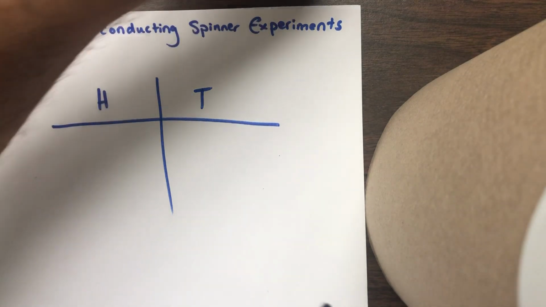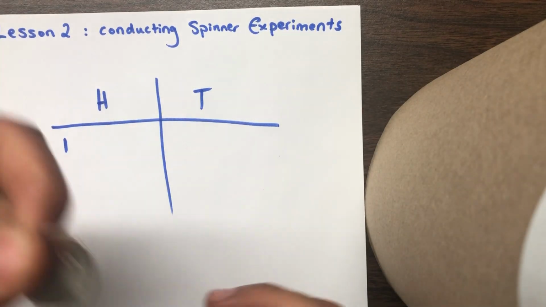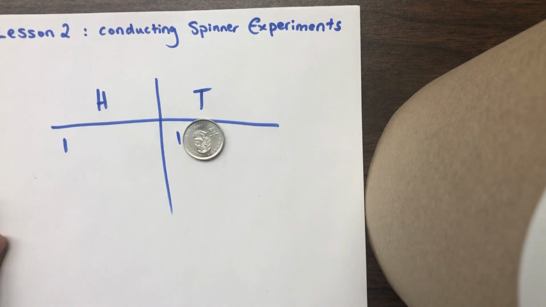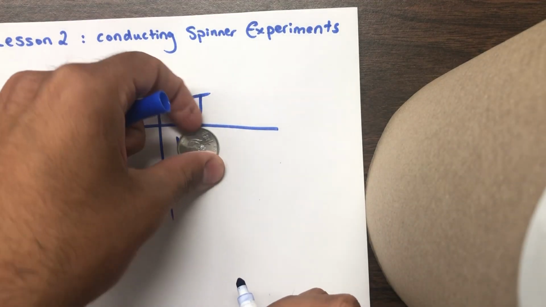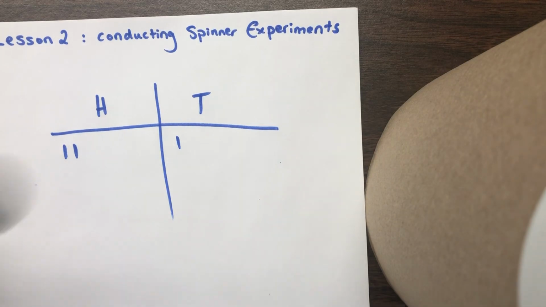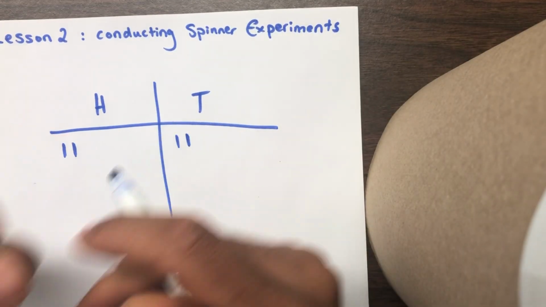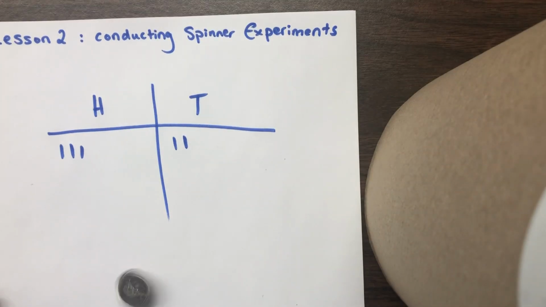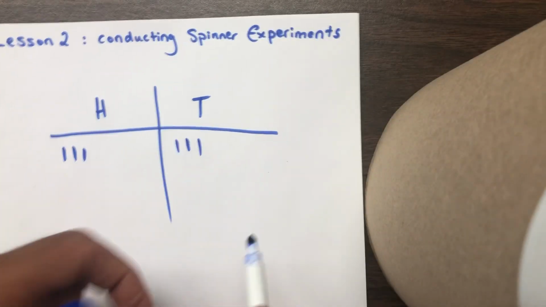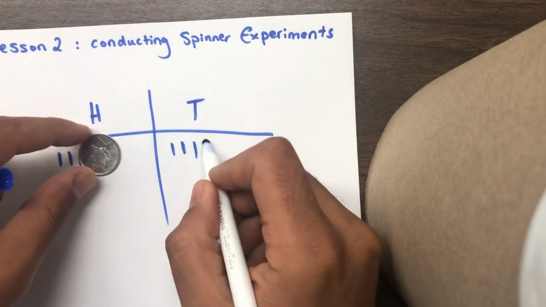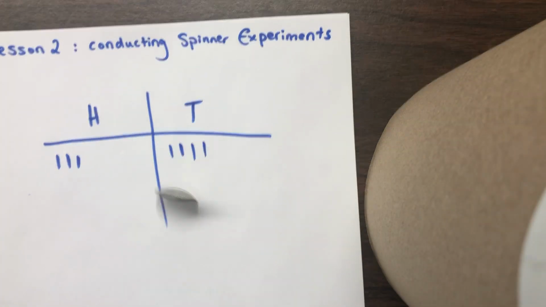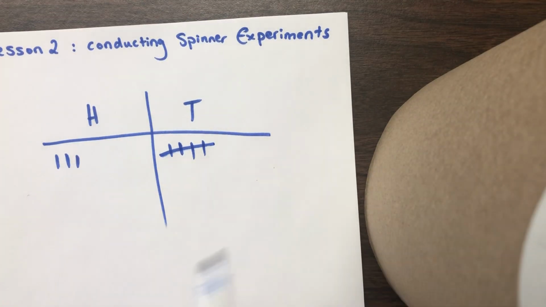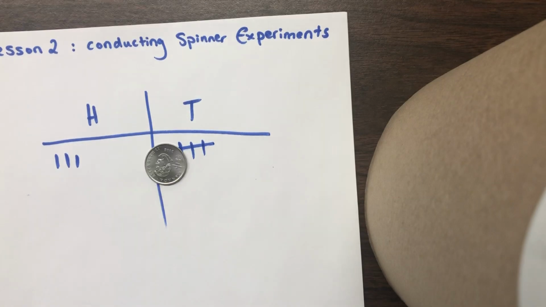Flipped it the first time, I have heads, so that's 1. Flip it, that's tails, that's 2 flips. Flip it, that's heads, that's 3 flips so far. Tails, that's 2 and 2. I got heads, tails, tails again, tails again. So once we reach 5, we're going to put a line right through it right there. That will indicate that we got 5 right there. So far we got 8 flips.